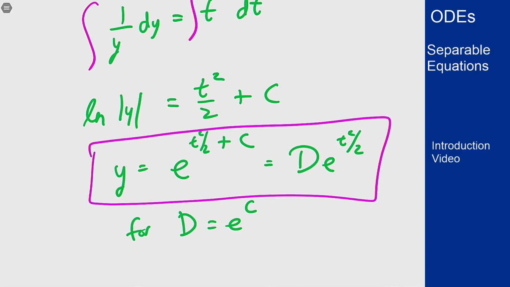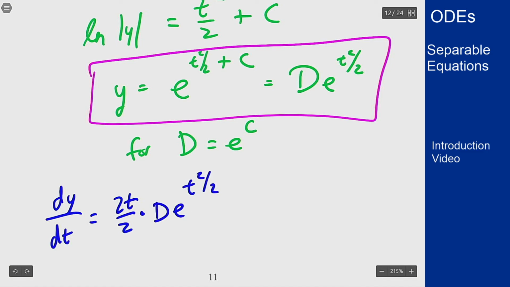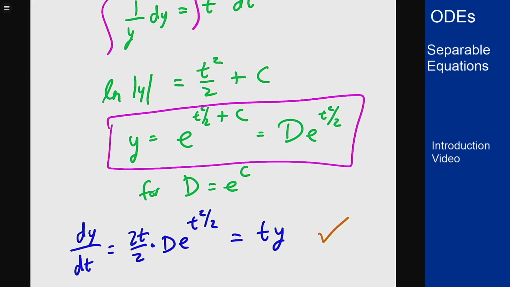And we can check: if I differentiate this, I get that dy/dt is going to be 2t over 2 times d e to the t squared over 2 by the chain rule, which is exactly t times y, the equation we started with in the first place. That's the idea of a separable equation, how you can use direct integration to find solutions to these types of problems when the variables work out as nicely as they do, to put the y's on one side and the t's on the other.